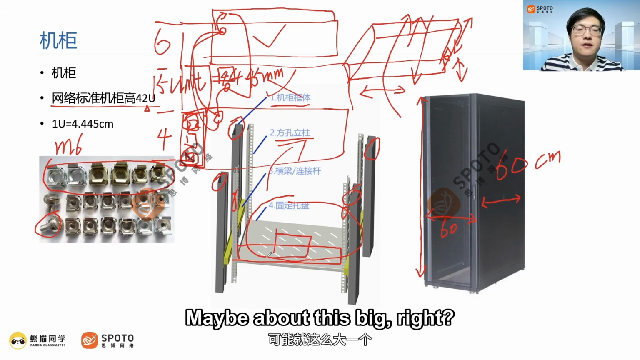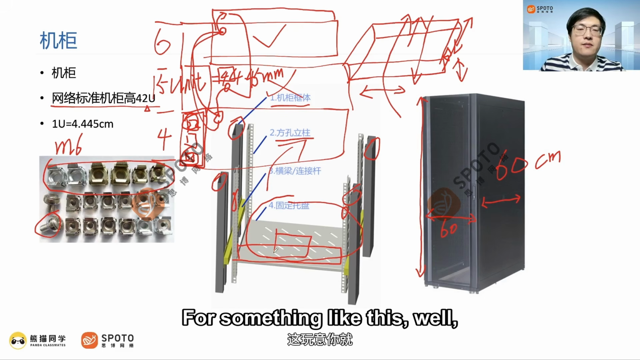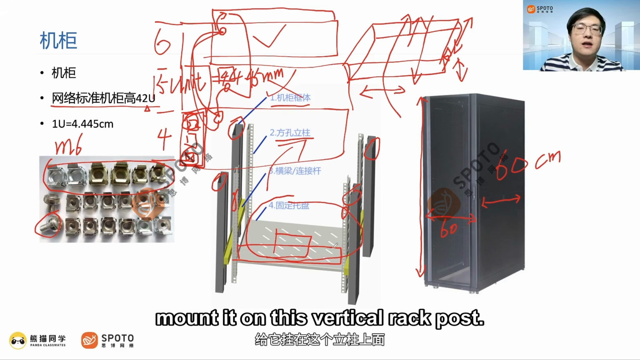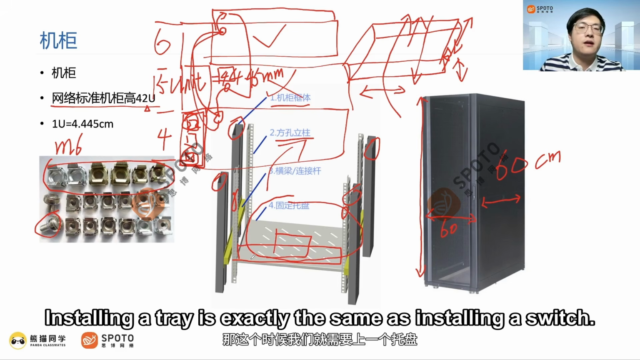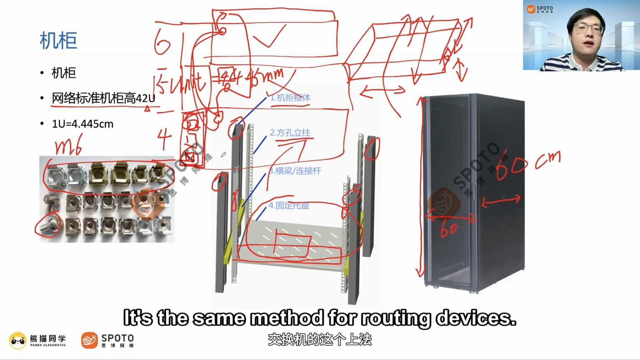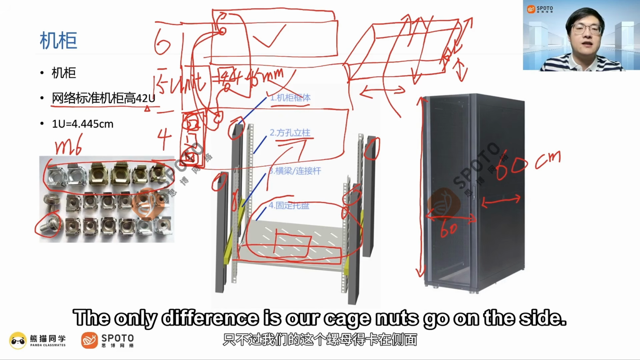Some devices might be quite small, maybe about this big, right? For something like this, there's no way to just hang it on this vertical rack post. In this case, we need a tray. Installing a tray is exactly the same as installing a switch. It's the same method for routing devices. The only difference is our cage nuts go on the side.